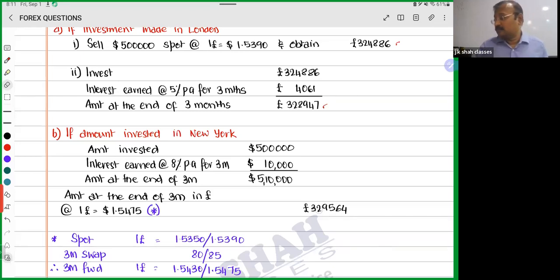Now tell me the euro one. You'll convert the $5 lakh spot into euros, invest it in euros. After 3 months, you will receive X amount of euros, convert it back into pounds.